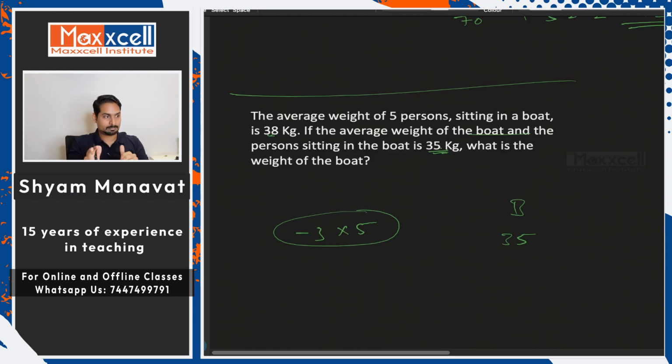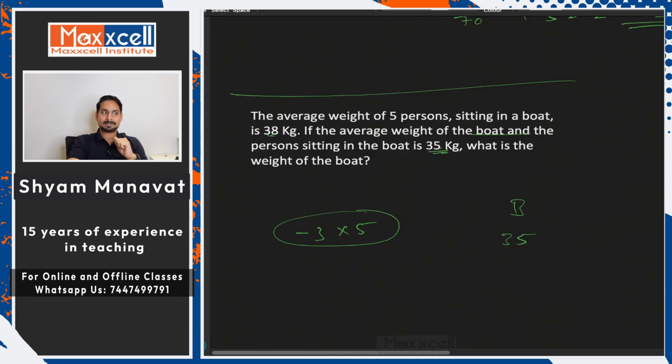Do you agree with me? Yes. So now when you count the boat, the average reduces. That means the weight of the boat must be less than the average. Correct. Now to maintain the equal distribution, these 5 people must have given some portion of their weight to the boat so that it got equally distributed. Not literally giving the weight, but understand, equal distribution. So here the difference is 3 amongst 5.